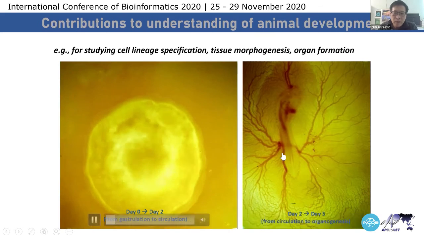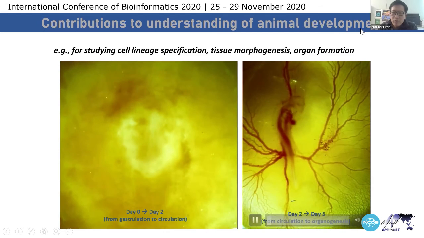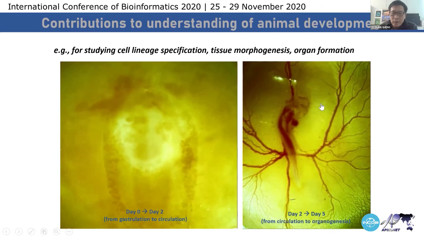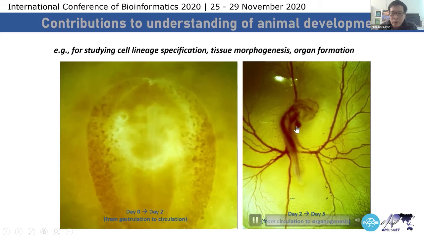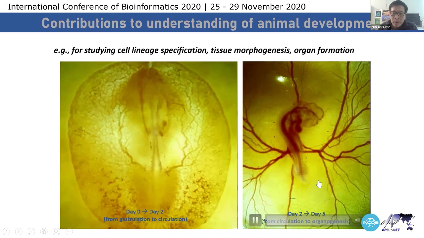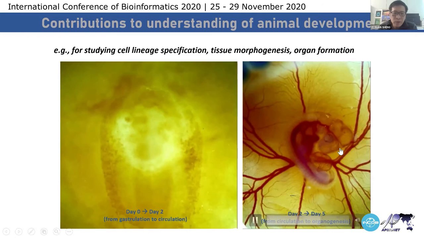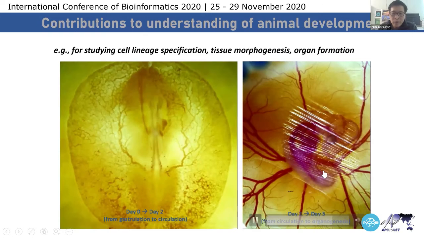In the next 3 days, from day 2 to day 5, you will see more dramatic change in a lot of things, including the maturation of the brain tissue, the vascular systems, and the limbs, the forelimb, hind limb, and the tail bud, for example, and eyes, and all these sensory organs are developing in the next 3 days.